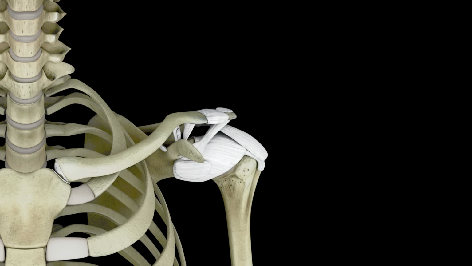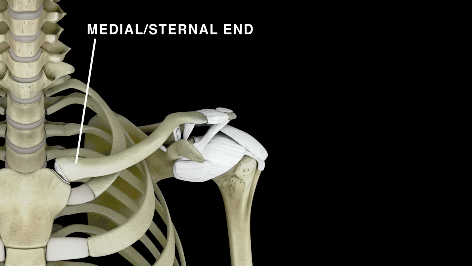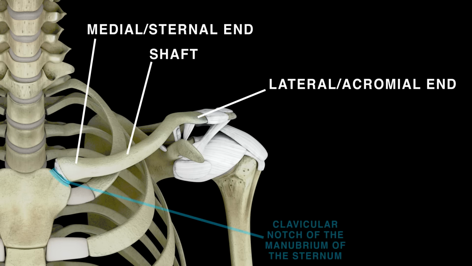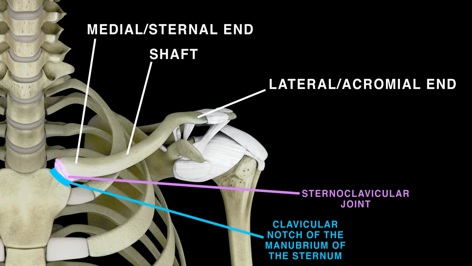The clavicle can be divided into three parts: the medial or sternal end, the shaft, and the lateral or acromial end. The medial end articulates with the clavicular notch of the manubrium of the sternum, forming the sternoclavicular joint. The shaft can be divided into the medial 2/3, which is thicker, and a lateral 1/3.